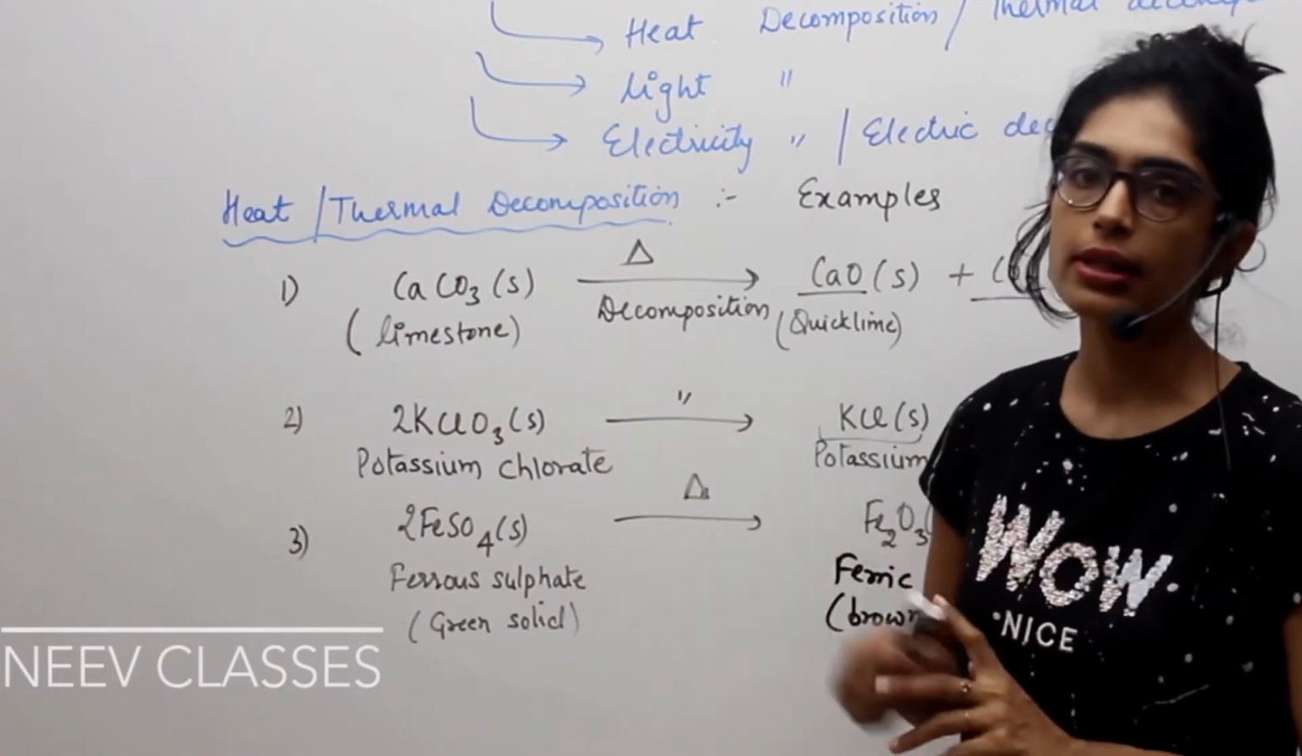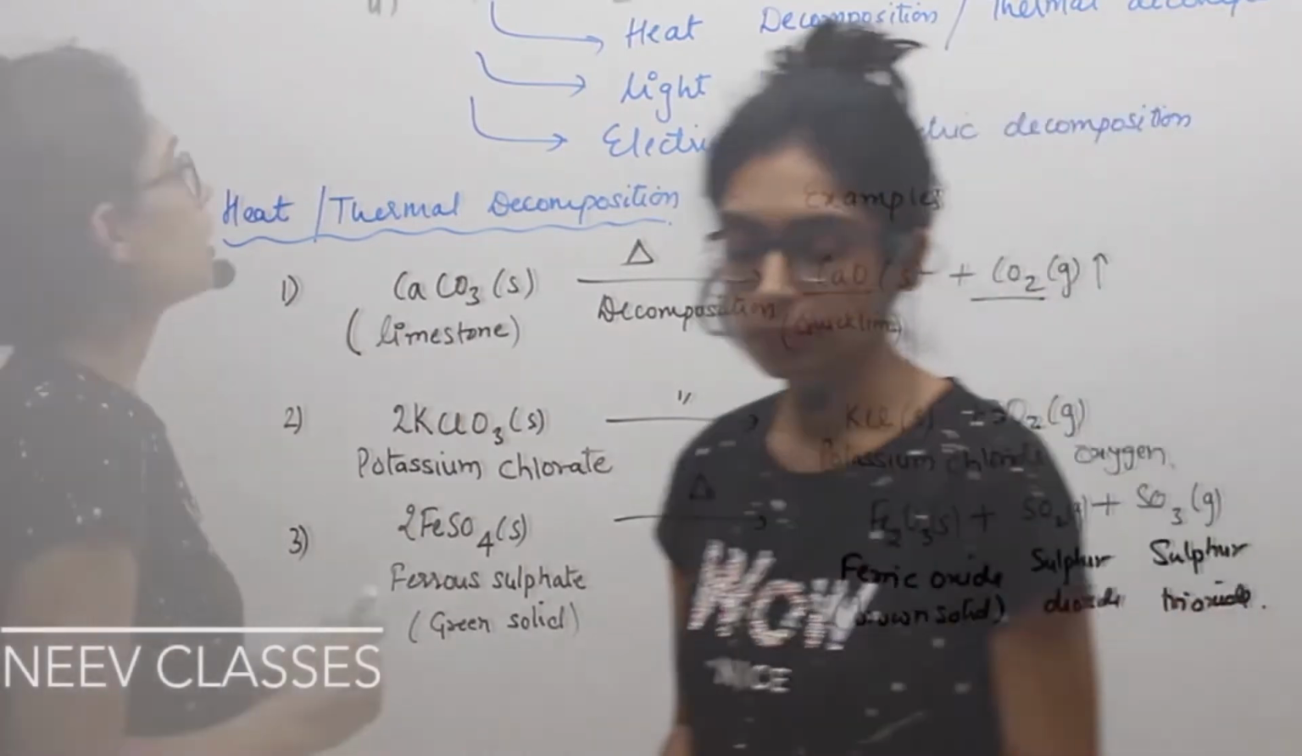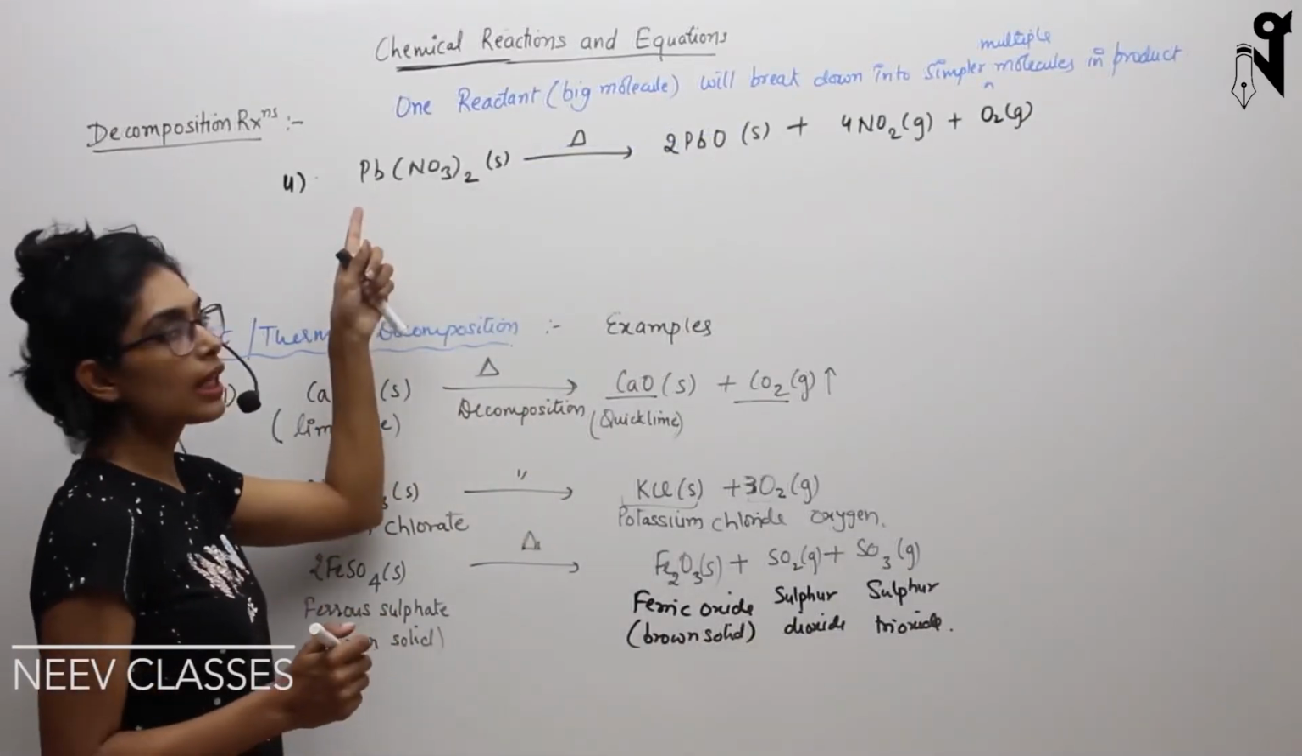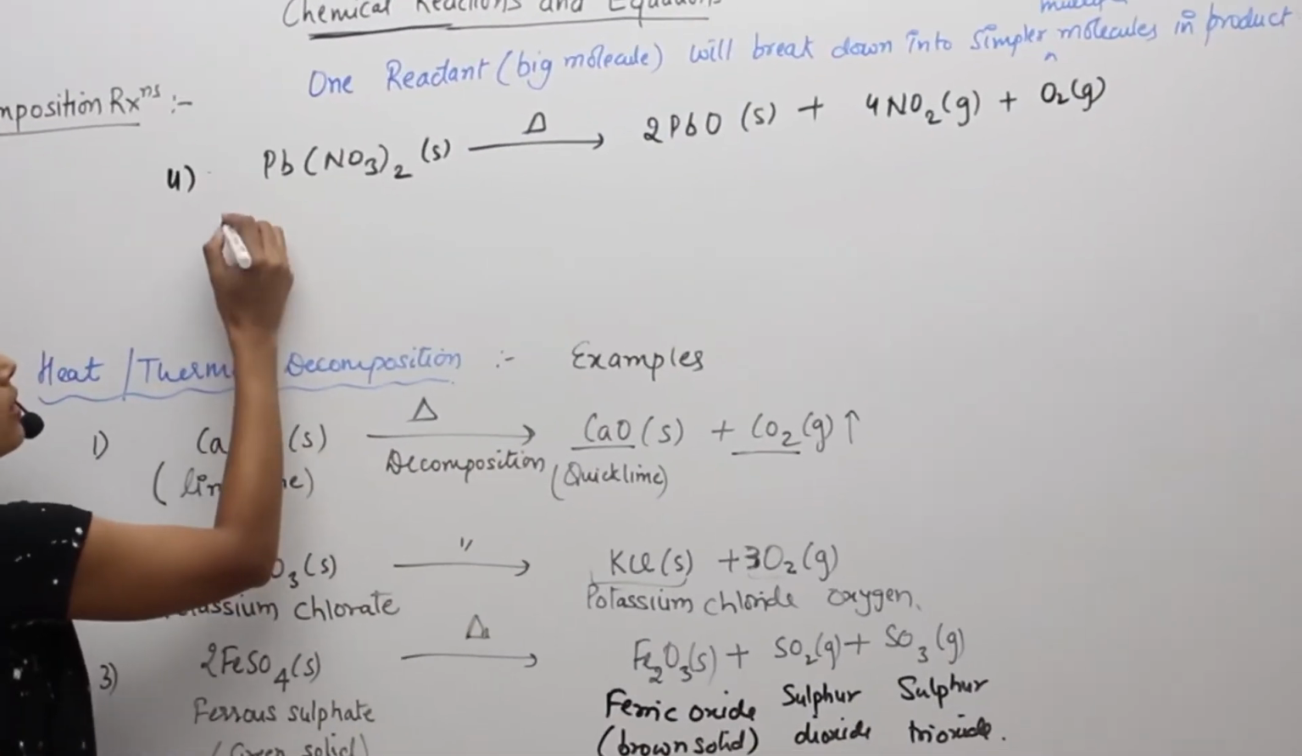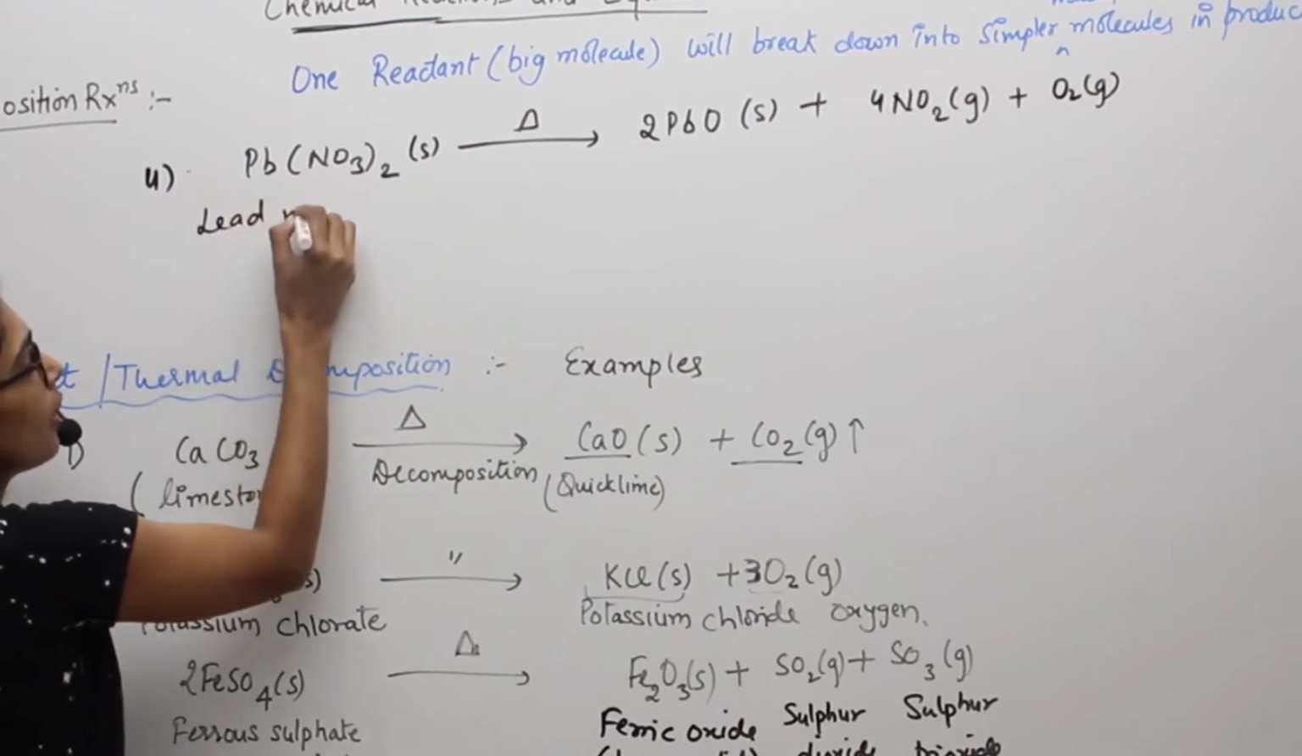Okay, let's see the last example of heat decomposition. So the next example is that if we take lead nitrate, Pb(NO3)2 is nothing else but lead nitrate.